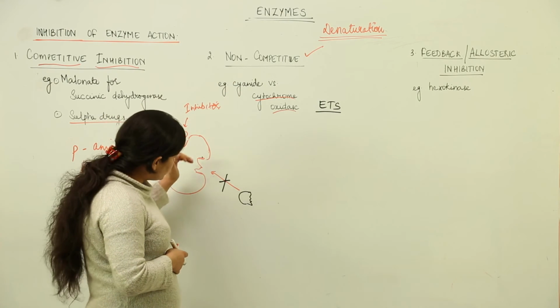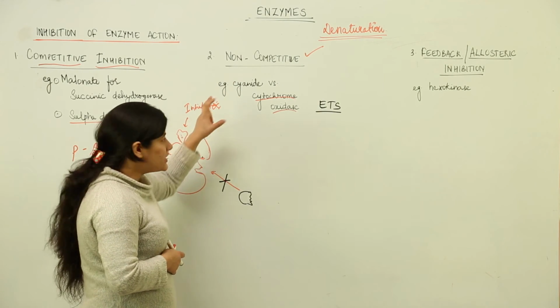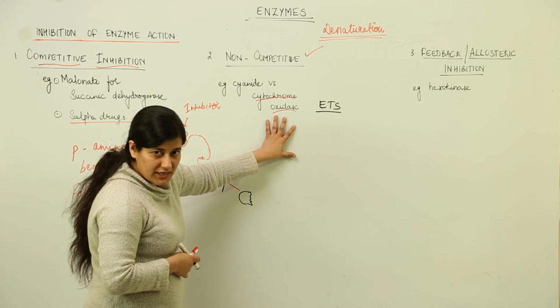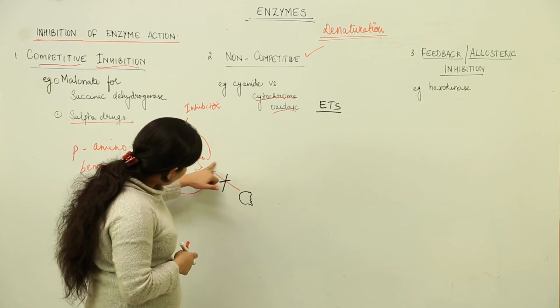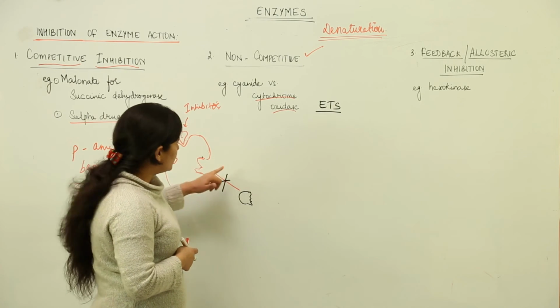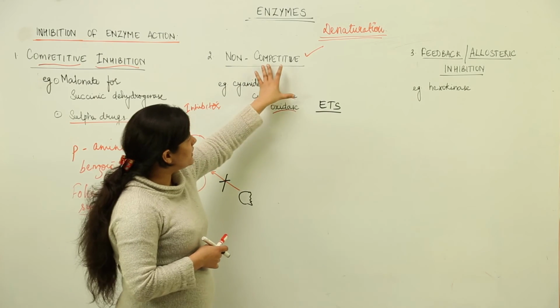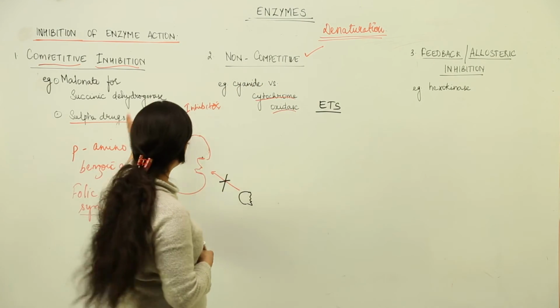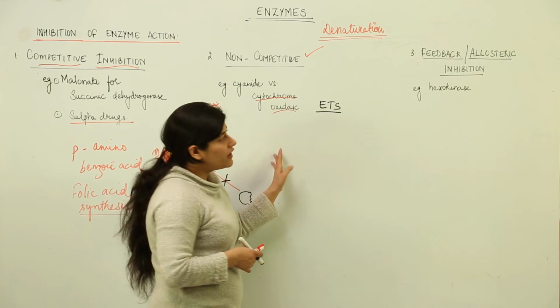It does not even need to resemble the active site. It has a lot of affinity for the particular enzyme, that is cytochrome oxidase, and it goes and inhibits its activity. So basically the poisoning takes place by non-competitive inhibition. So there are two types of inhibition, one is competitive, the other is non-competitive.